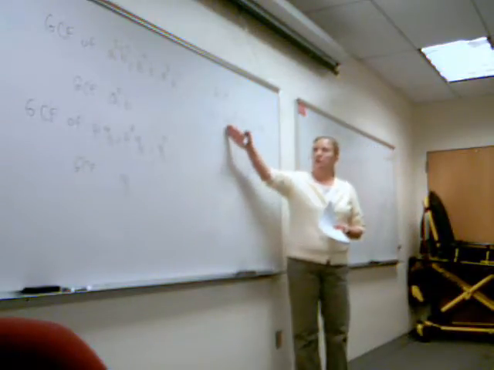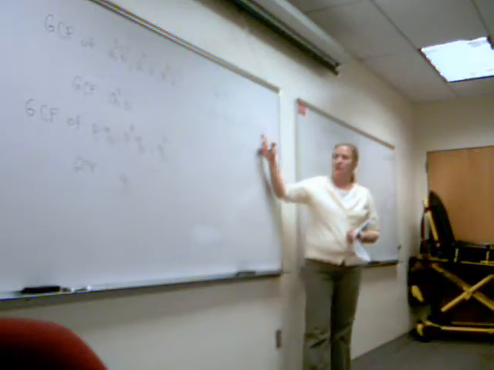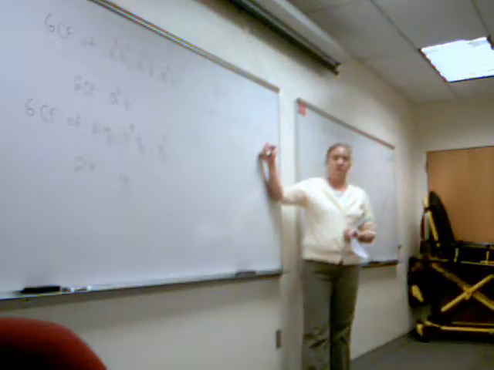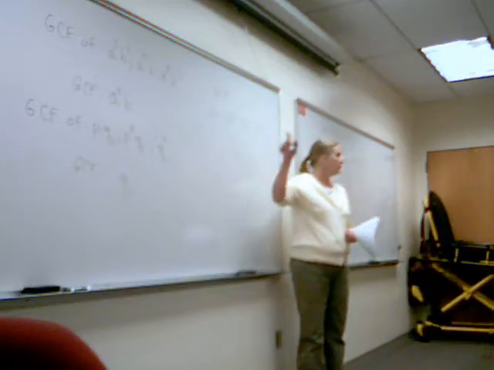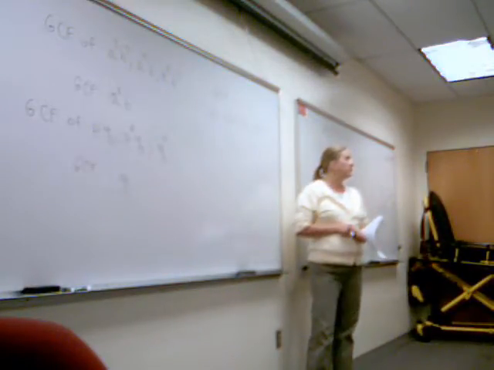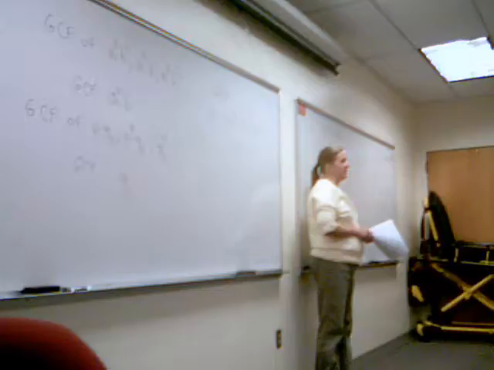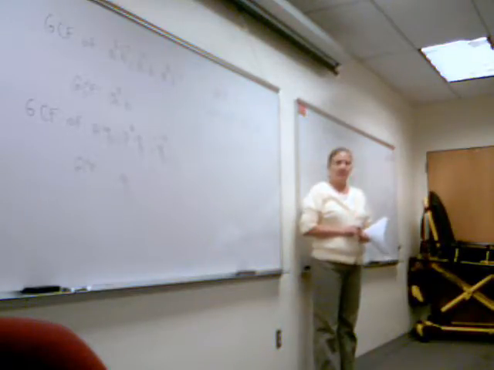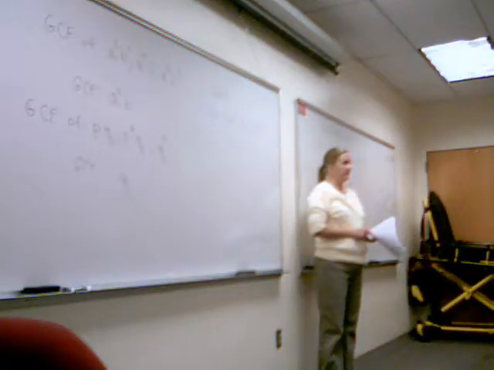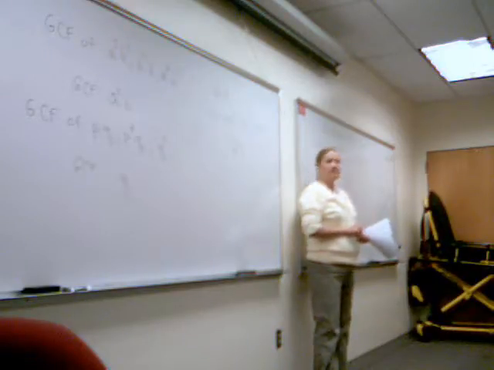Well, let's start with 12. We know 6 and 2, 4 and 3 go in there, right? Can I take a 6 out of all 3 of these? No. Can I take a 4 out of all 3 of these? No, I can't take a 4 out of 18. So 2. Yeah, that's okay. Just right now we're just looking at the numbers. We're not worried about the sign. So 2 would be your greatest common factor. It is. So 2 is the highest number I can take out of 12, 18, and 28. Okay? Does everybody see why? No? Okay, let me back up a step.